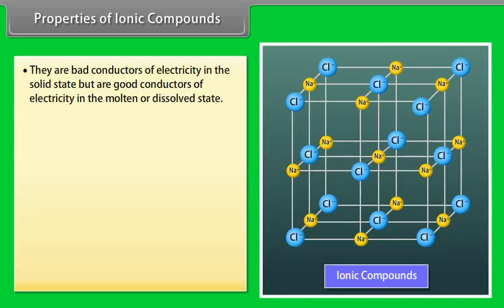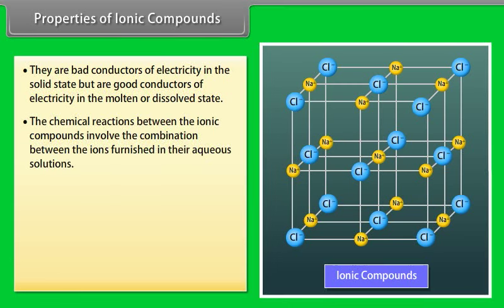Properties of ionic compounds. The common properties of ionic compounds are the following. They are bad conductors of electricity in the solid state, but are good conductors of electricity in the molten or dissolved state. The chemical reactions between ionic compounds involve the combination between the ions furnished in the aqueous solutions. Such reactions are called ionic reactions.